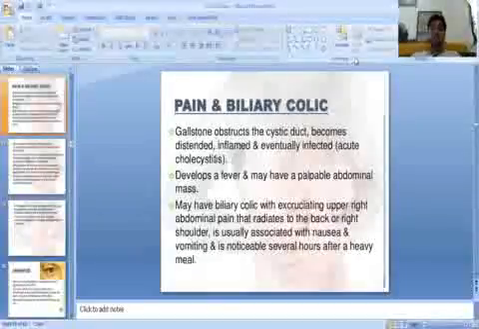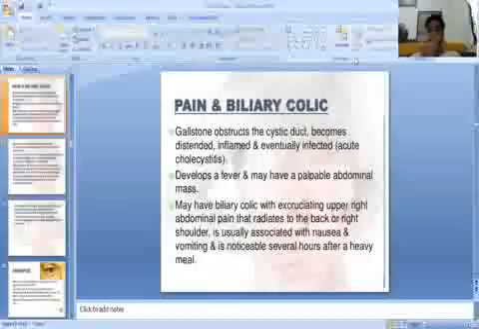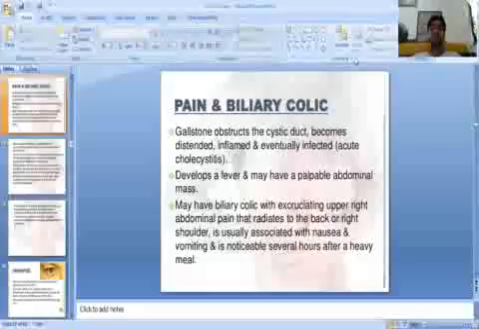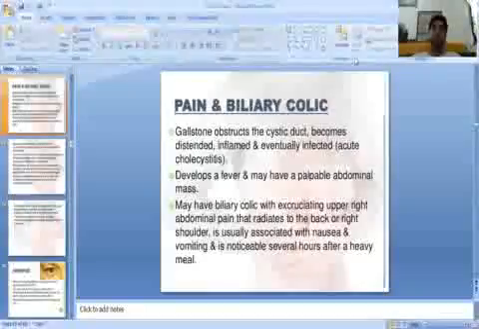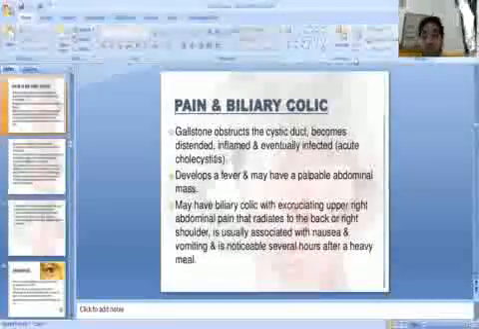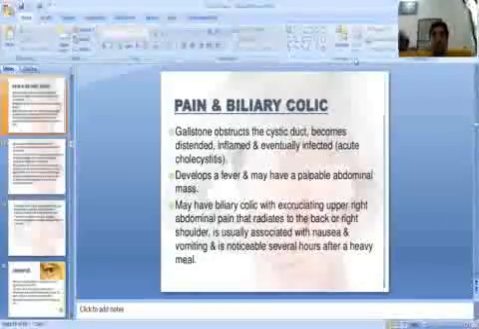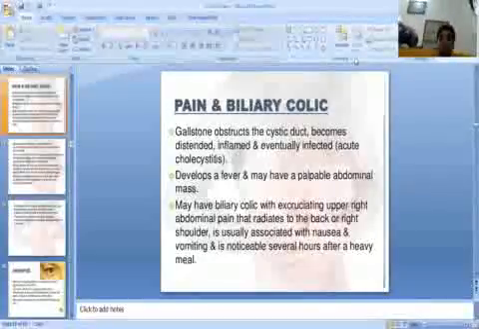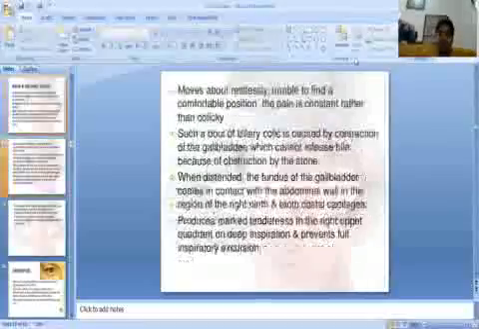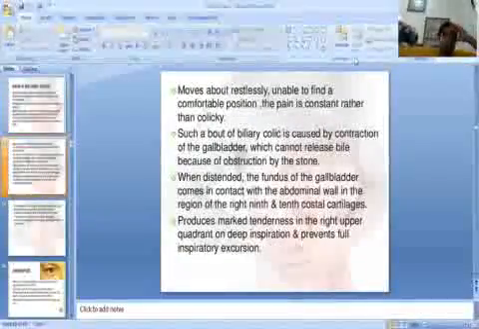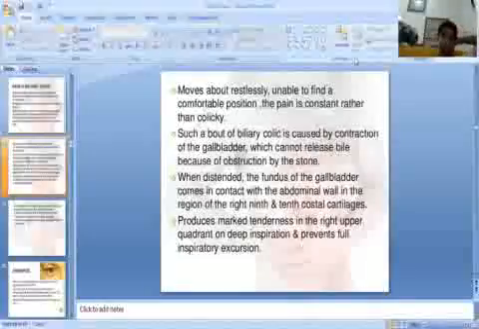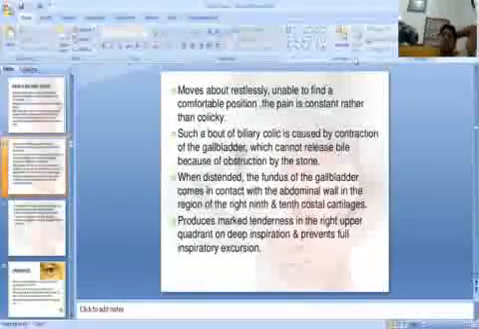Gallstone obstructs the cystic duct, which becomes distended, inflamed, and eventually infected. Acute cholecystitis develops with a fever and may have a palpable abdominal mass. The patient may have biliary colic with excruciating upper right abdominal pain that radiates to the back and right shoulder, is usually associated with nausea and vomiting, and is noticeable several hours after a heavy meal. The patient moves about restlessly, unable to find a comfortable position. The pain is constant rather than colicky.